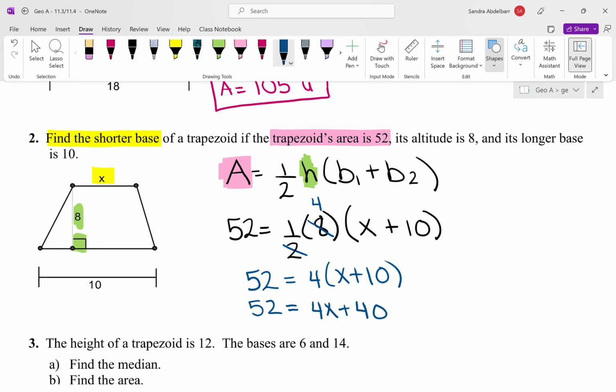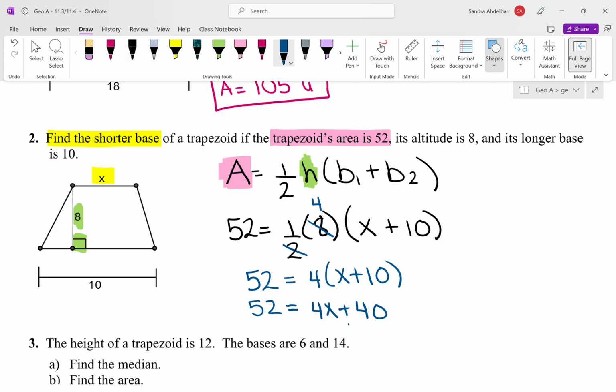What else could I have done? So Sam had to distribute it in, which was a great strategy. Does anybody know what else I could have done with that 4 if I didn't want to, Julia? You could have divided it on both sides. Either way, we're going to get the same answer.